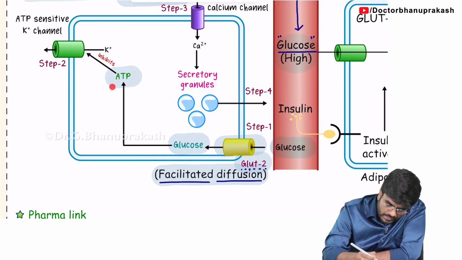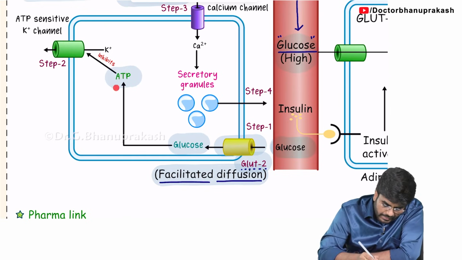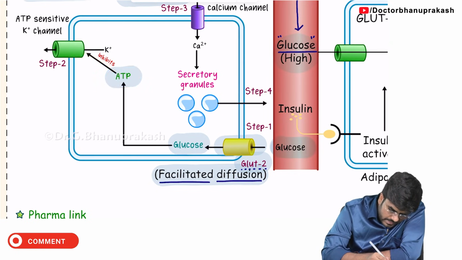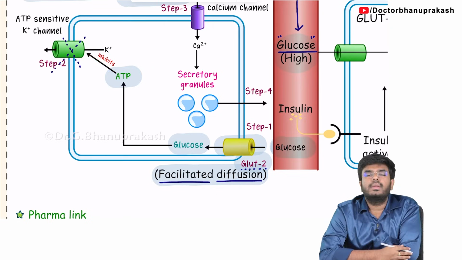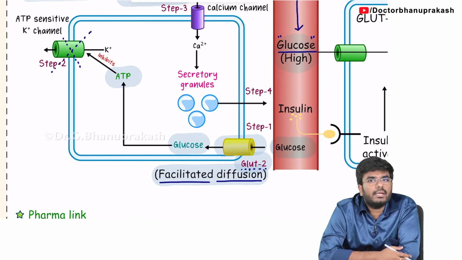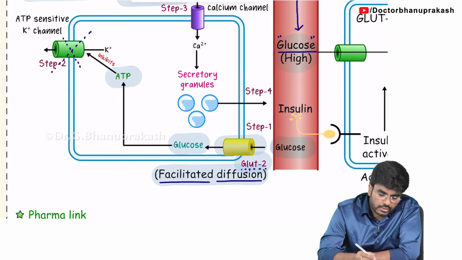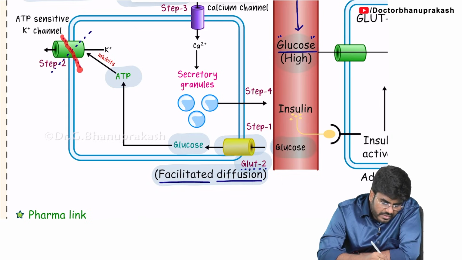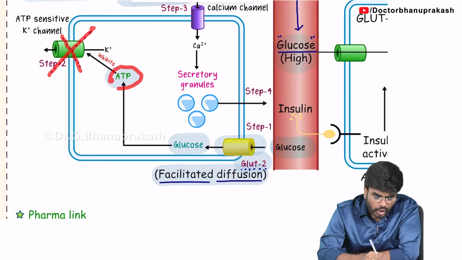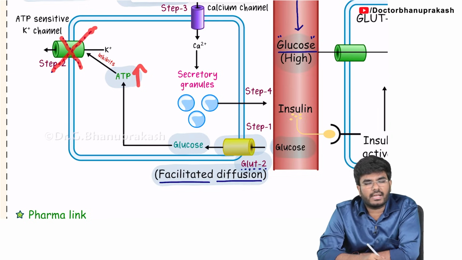Now, what will this ATP do? The ATP will straight away go and block the potassium channels. So, these ATP-sensitive potassium channels are blocked. This is step number 2. Glucose enters into the cell, glucose helps in the production of ATP, and ATP goes and closes this potassium channel. So, can I say the activity of the potassium channel is dependent on ATP? Whenever more ATP is available, the potassium channel will close.